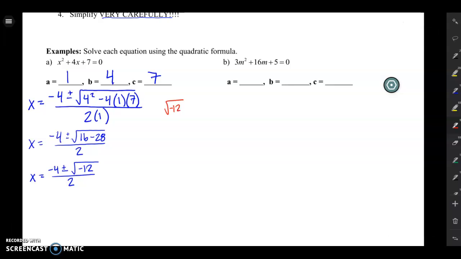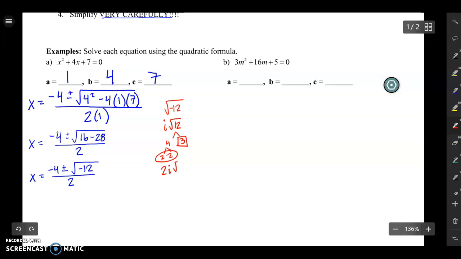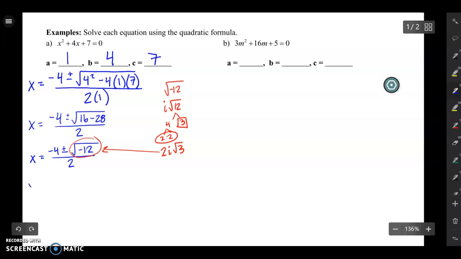First, since I have the square root of a negative number, it's the same thing as i times the square root of 12. Then I'll break down 12 into 4 and 3, 2 and 2. I have a pair of 2's and a leftover 3, which means I can rewrite this as 2i square root of 3. I'm going to replace the square root of negative 12 with that 2i square root of 3. Okay, so x equals negative 4 plus or minus 2i square root of 3, over 2.